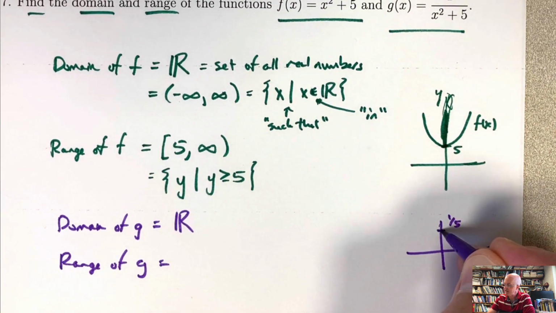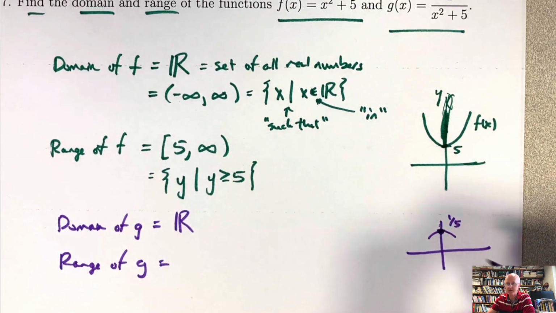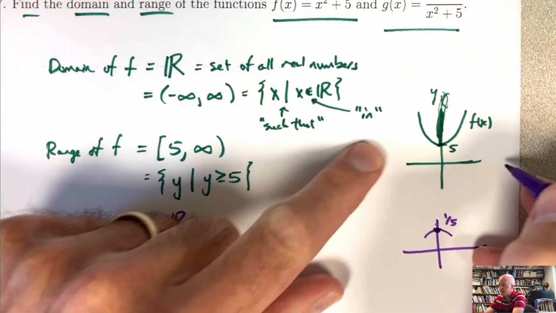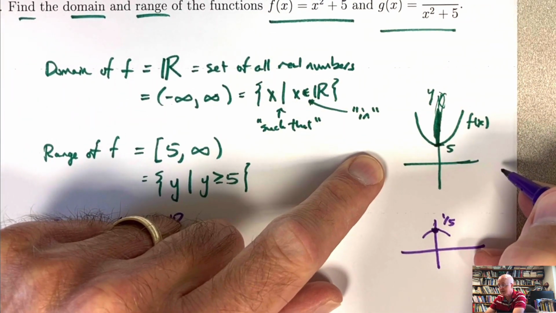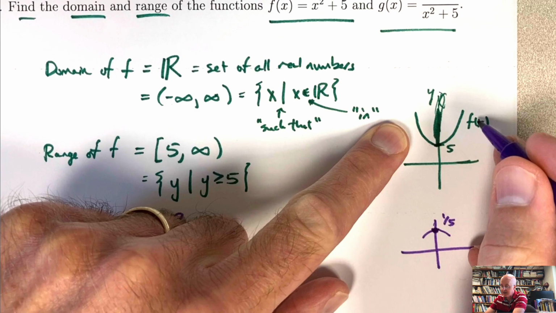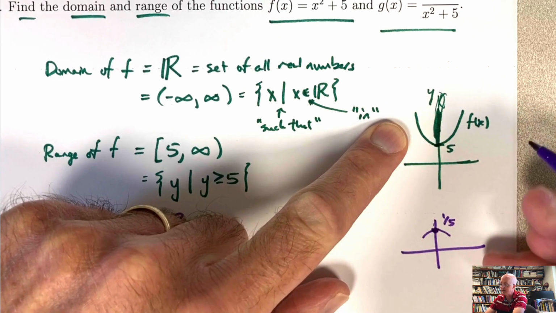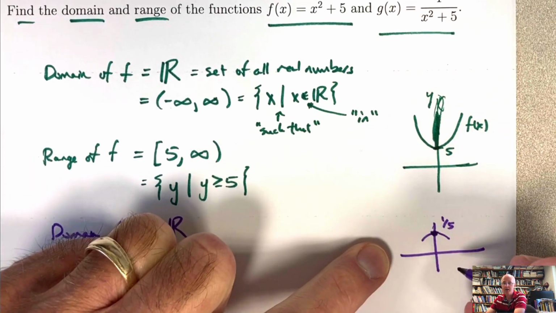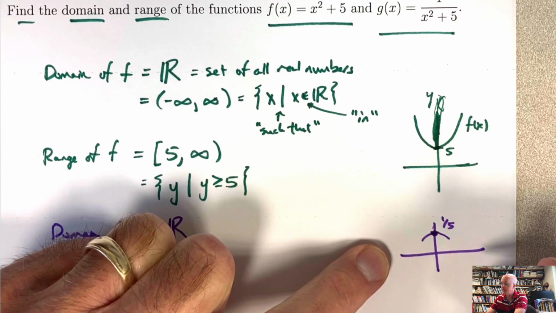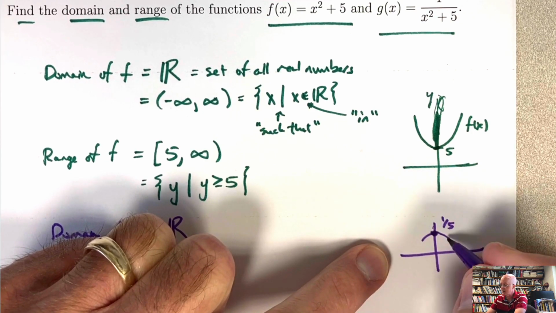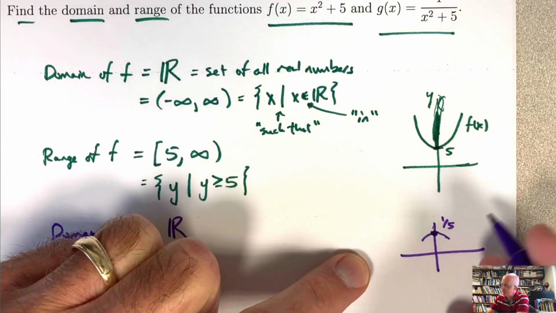1/5 is going to be the highest possible value of G, and it's going to go down on either side from there. As x gets further and further away from 0 in either direction, the outputs of f of x get bigger, 10, then 100, then 1,000, then 1,000,000. So the outputs of G get smaller, 1 over 10, 1 over 1,000, 1 over 1,000,000. They get smaller and smaller, though they never equal 0.